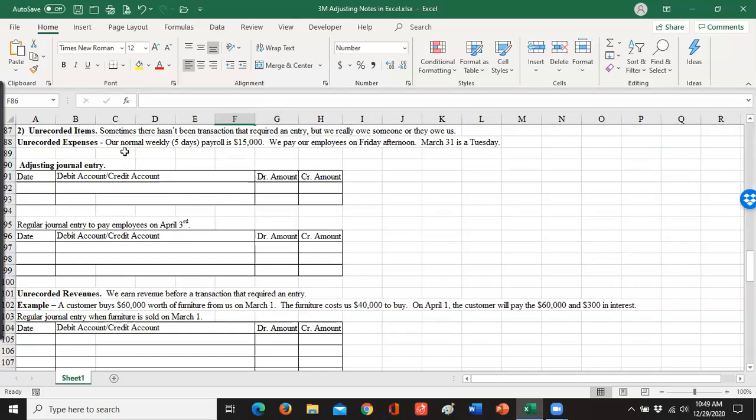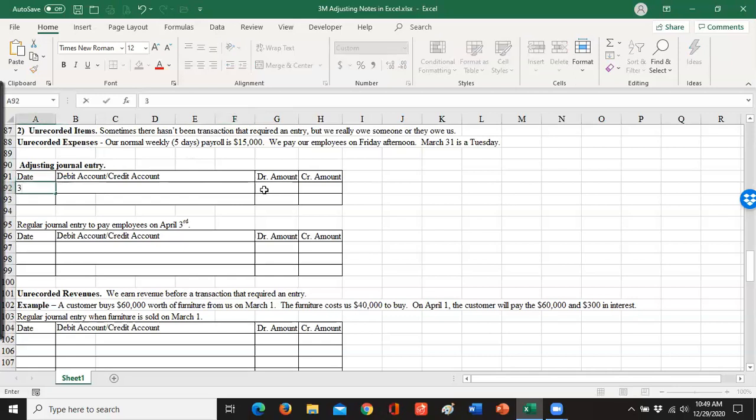So let's say that March 31st is a Tuesday. We haven't recorded the payroll yet because we're going to pay them on Friday, but the people worked for 2 days. So 2 days of that 15,000 really belongs in this year, and the other 3 days belong in the next year. So we just have to make an adjusting journal entry to recognize that expense.